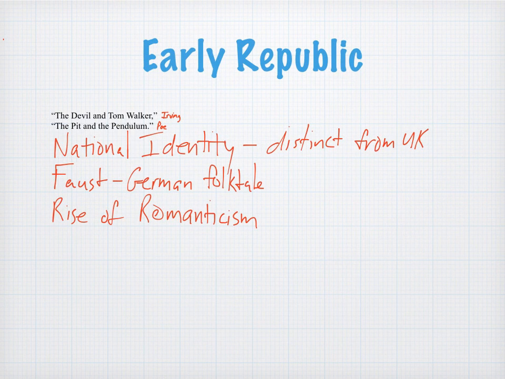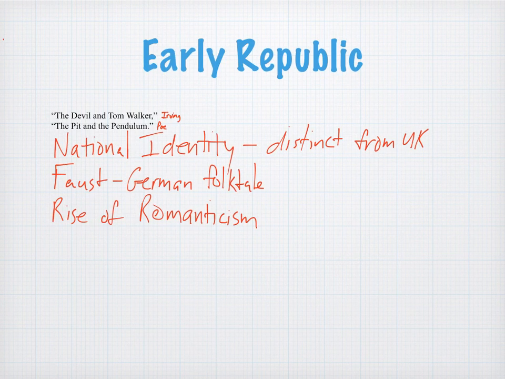Then we have our literature of the early Republic. We're talking here about the very late 1700s and the early 1800s. There are 2 short stories we read: The Devil and Tom Walker by Washington Irving, and The Pit and the Pendulum by Edgar Allan Poe. All right, we're talking here about the rise of a national identity distinct from the UK, distinct from England. We are trying to define ourselves now as a new and separate entity, and to do that we need to kind of get away from our British forebears in some way.